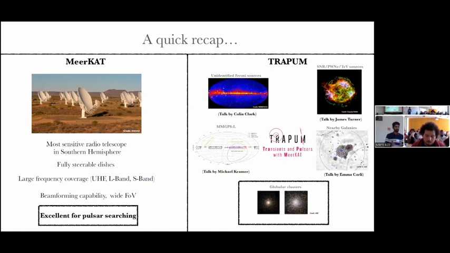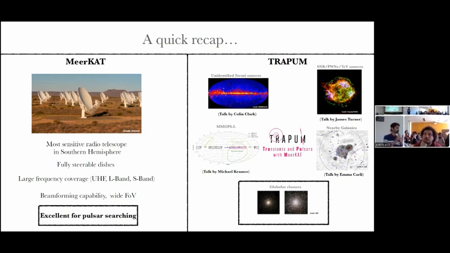So we had a nice coffee break, but hopefully you've not forgotten too many things. In case you have, I thought I'll give a quick recap of the previous session. The gist of MeerKAT is that it's the most sensitive radio telescope in the southern hemisphere, with fully steerable dishes, large frequency coverage, capable of beamforming and producing hundreds of beams on the sky, and this makes it an excellent instrument for searching for pulsars.